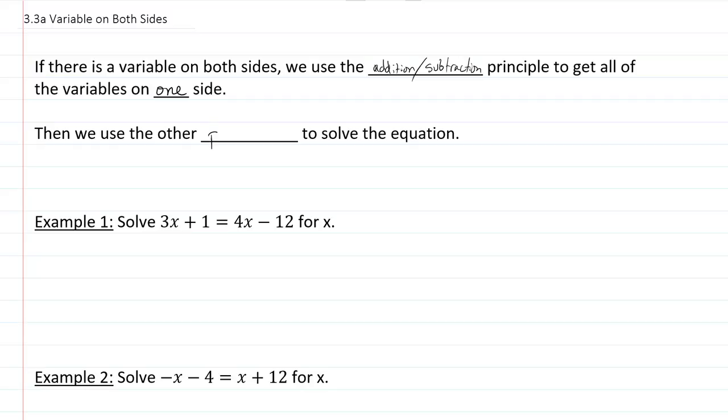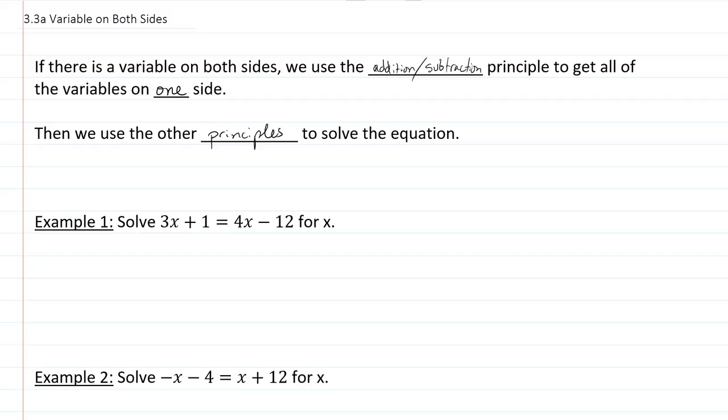Then we use the other principles to solve the equation. So let's go through a couple of examples. Let's jump right into it. Example 1. Solve 3x plus 1 equals 4x minus 12 for x.